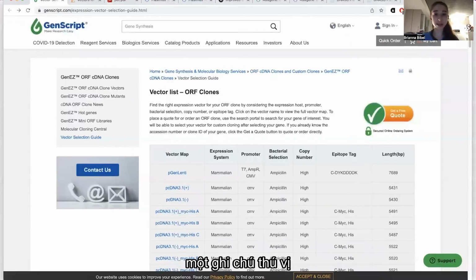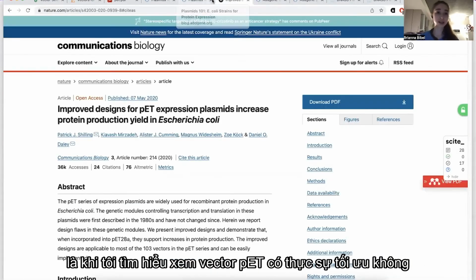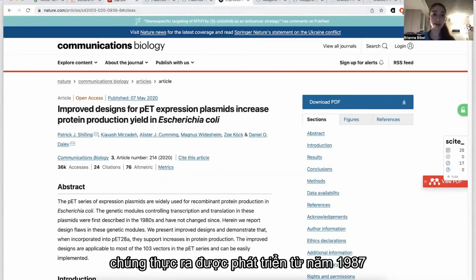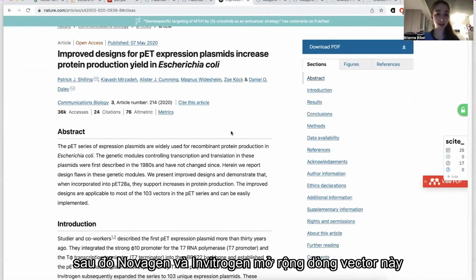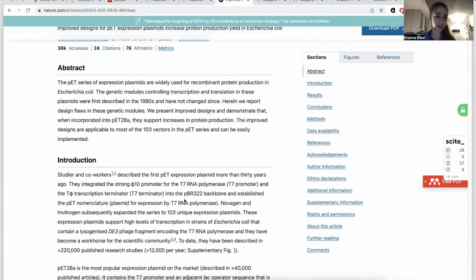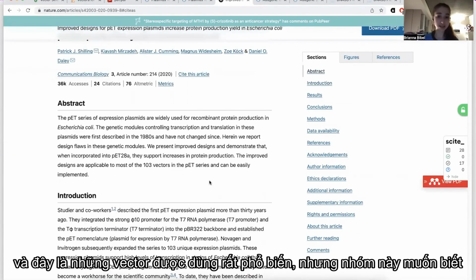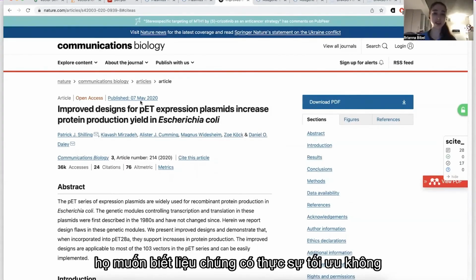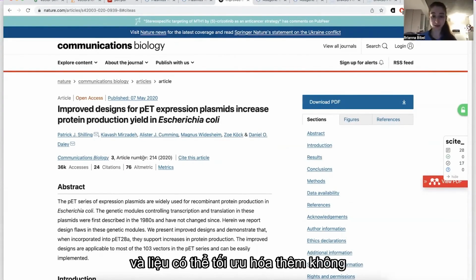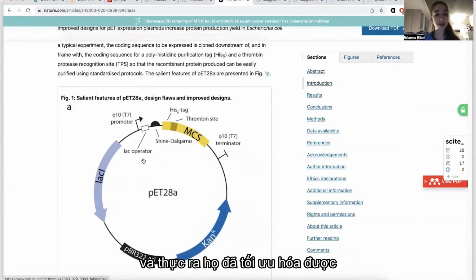An interesting note is that when I was looking at whether the pET vectors are really the optimal thing, apparently these were established in like 1987, and then Novagen and Invitrogen expanded the series. These are really commonly used, but this group, Patrick Schilling and colleagues, wanted to know whether this was actually optimal and whether you could optimize it. And apparently they could optimize it.